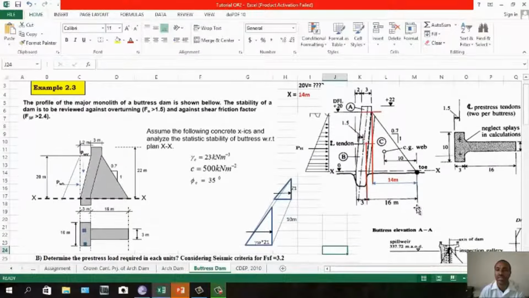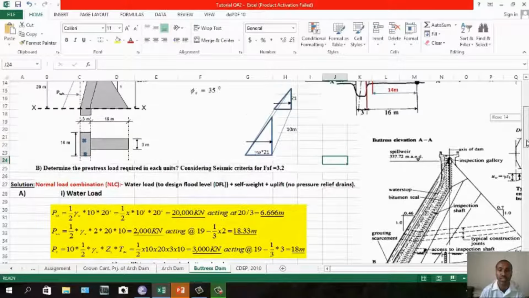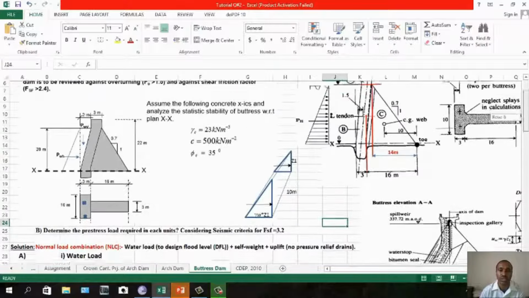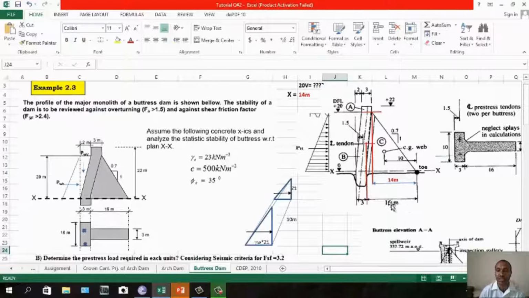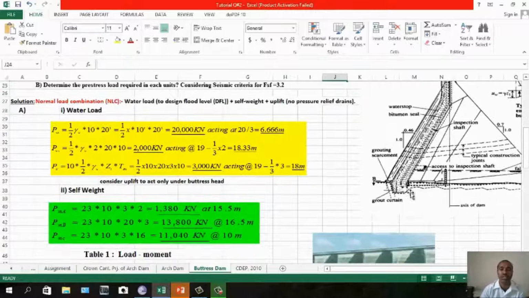How do you get 19? You have 16, then 3 meter, then 19. So this is the triangular portion on the top. If you subtract, you can get the centroid of this PWV, which is at 1/3 of 3. From 19 you are subtracting; 16 plus 3, 19 means up to this. So you have the triangular portion in this direction, you get 1/3 of 3, then 18 meter.